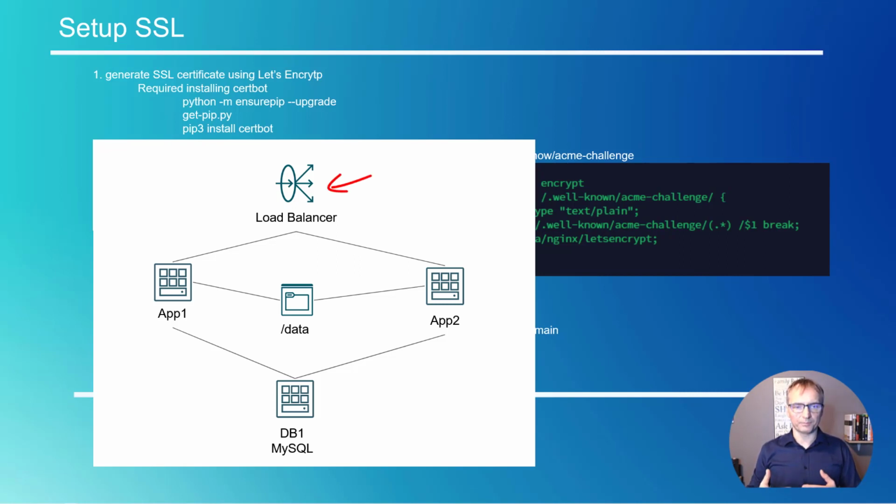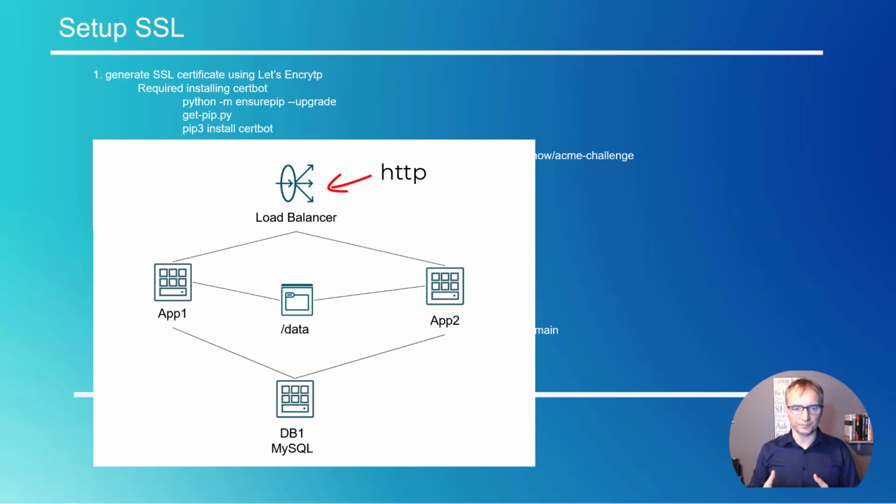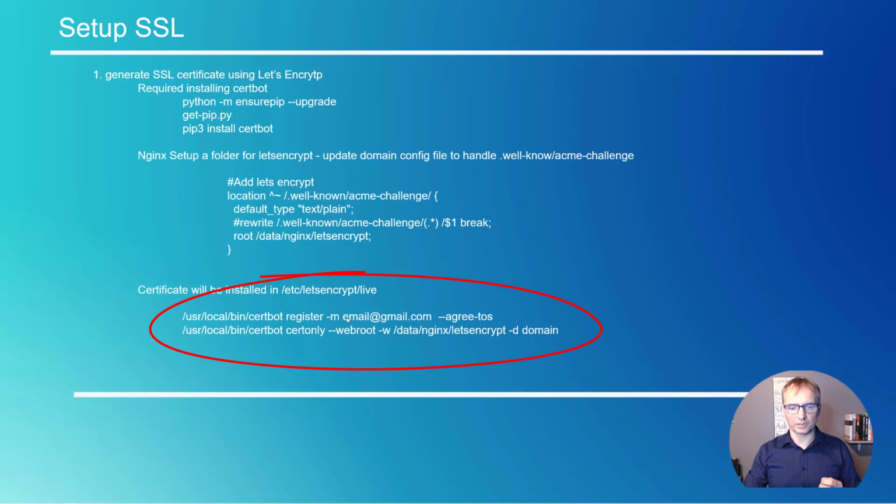Once I have the preparation done, and that request is going over HTTP port, I'm going to start creating the certificate. The certificate will be created using 2 commands. First, to register my email. I register my email address where I agree to the terms and conditions, and then I'm requesting the certificate where I'm specifying the web root location and domain name.